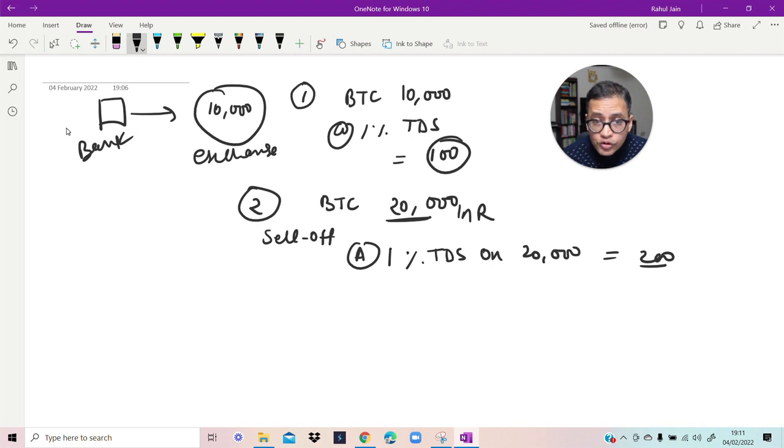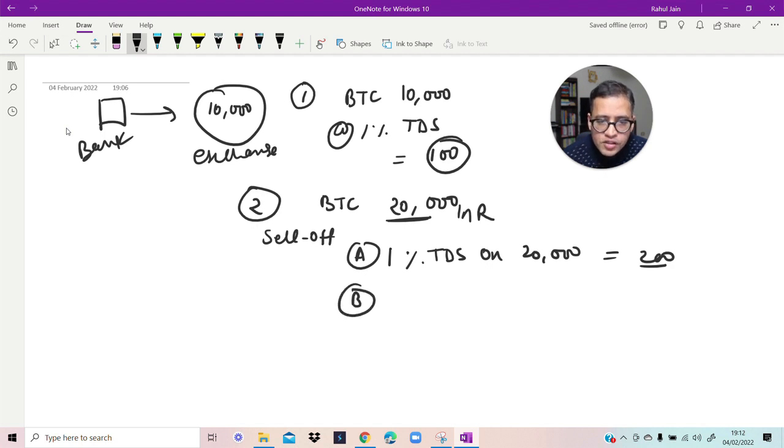Though there is a difference, it will not apply on wallet transfers. For example, if you transfer this Bitcoin from this exchange to a hardware wallet, there will not be any TDS, because all you're doing is moving from one wallet to another wallet. But now you sold it off, so you need to pay TDS on it.